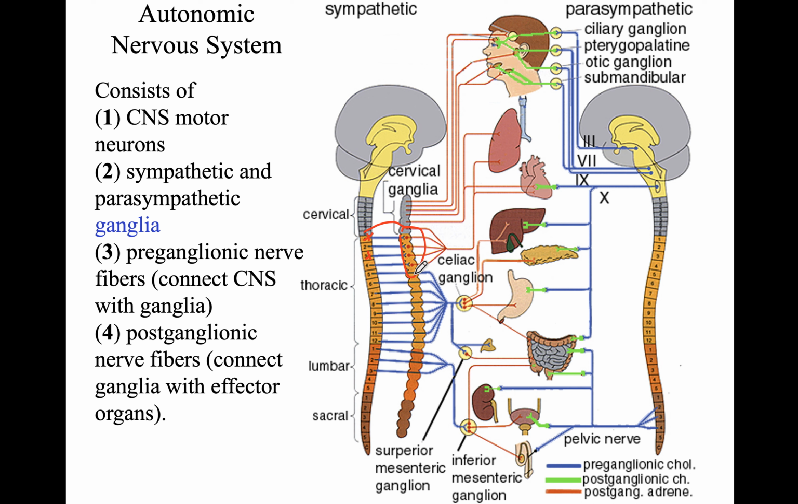As I said, instead of one neuron, there are two neurons. The first neuron, the neuronal cell body, is found in the central nervous system, brain, spinal cord, whereas the second neuron cell body is found in the ganglia.